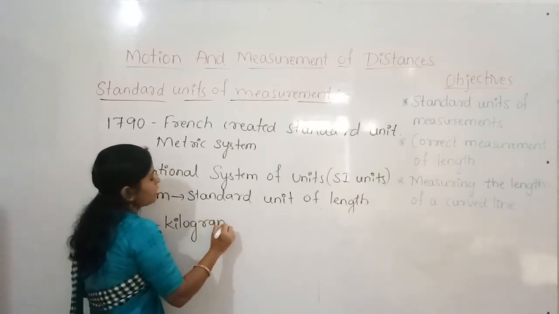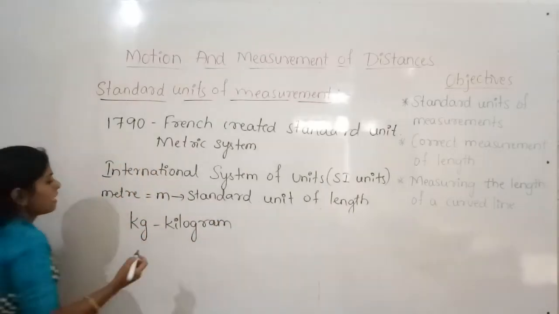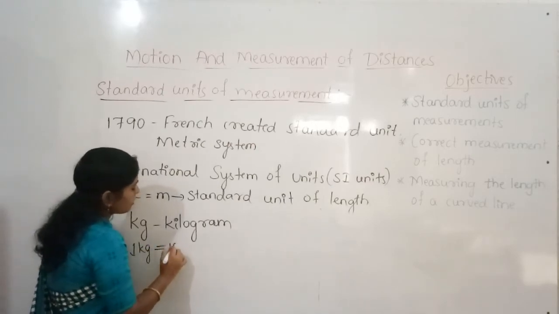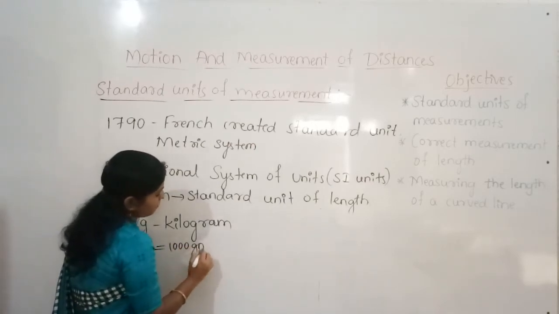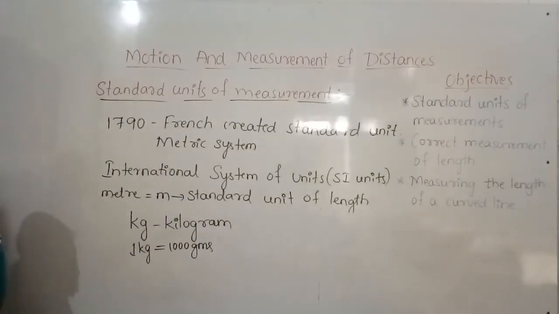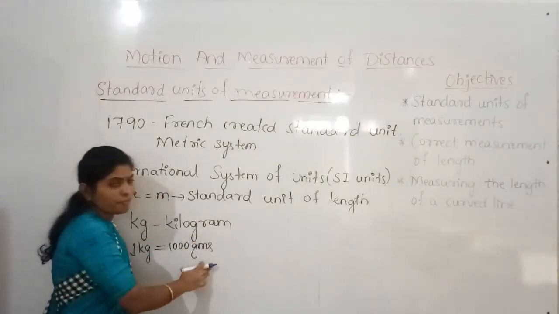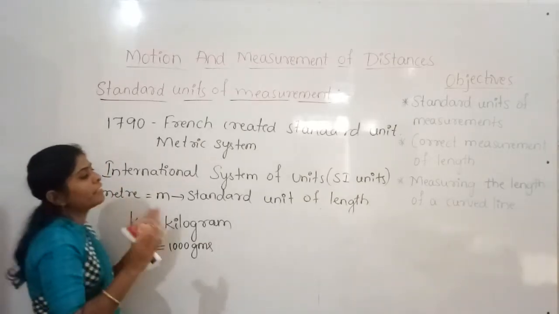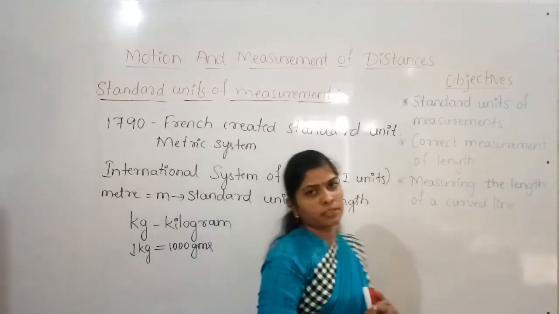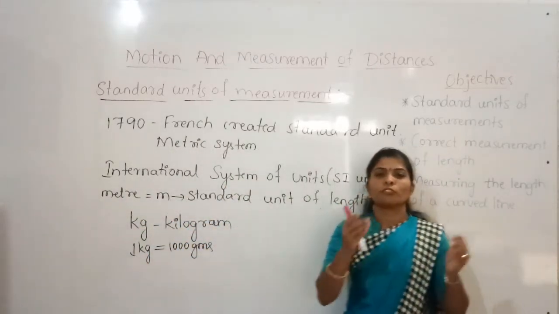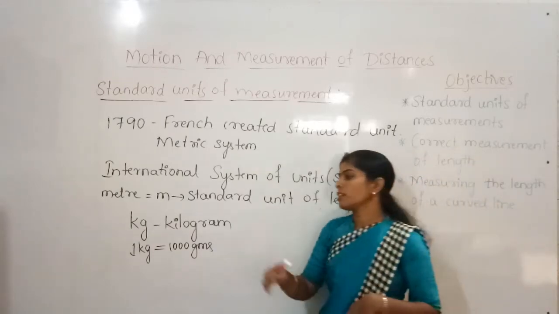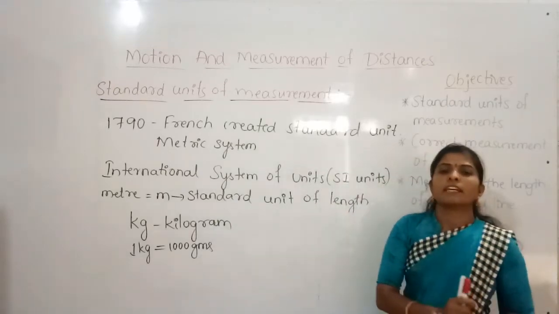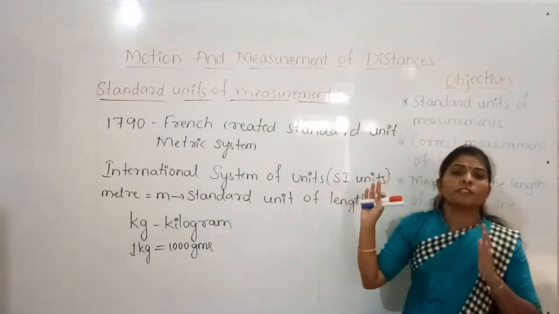This is the unit for the weight, and 1 kg of mass is equal to 1000 grams. Okay, 1 kg of mass is equal to 1000 grams. So likewise, we use different standard units for the measurements: to measure distances, to measure capacity, and to measure the mass of a substance. These standard units are accepted universally.